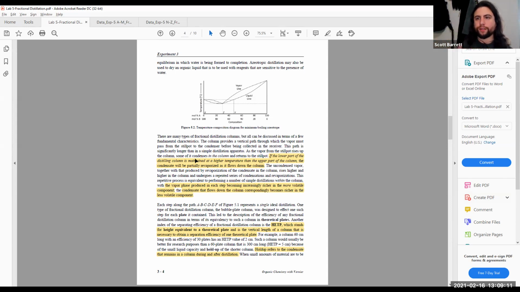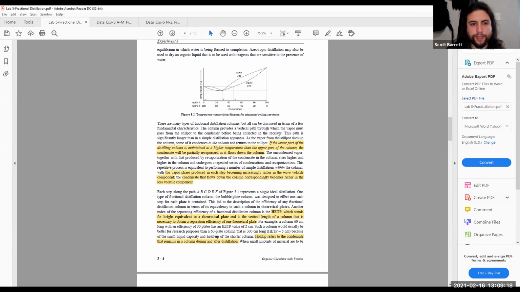Since you have a higher temperature at the bottom, heating it up, it comes back up into vapor, and then it condenses as a liquid and comes back down. So the uncondensed vapor together with that produced by revaporization of the condensate in the column rises higher and higher in the column and undergoes a repeated series of condensations and evaporations. So this continuously turns into vapor, condenses, comes back into liquid phase, and comes back down. This repetitive process is equivalent to performing a number of simple distillations within the column, with the vapor phase produced in each step becoming increasingly richer in the more volatile component.